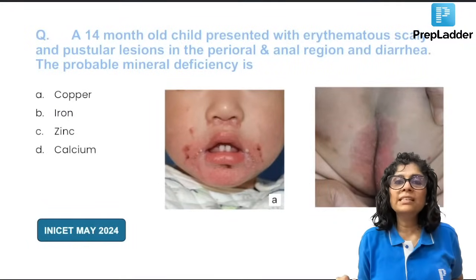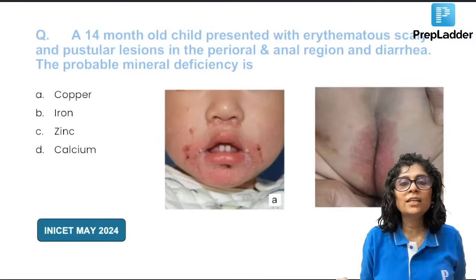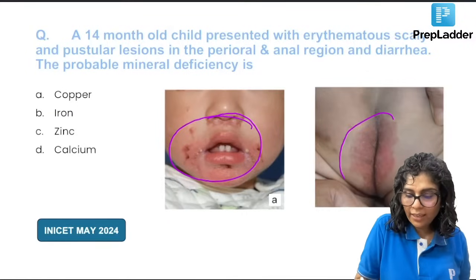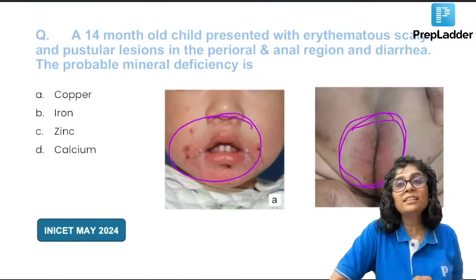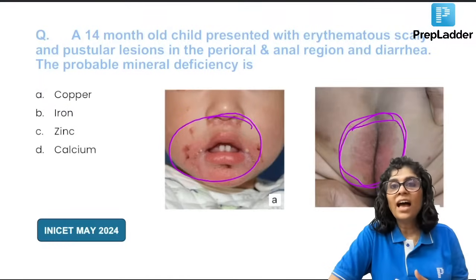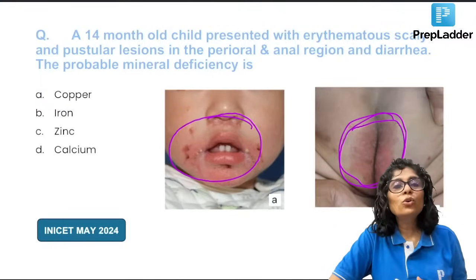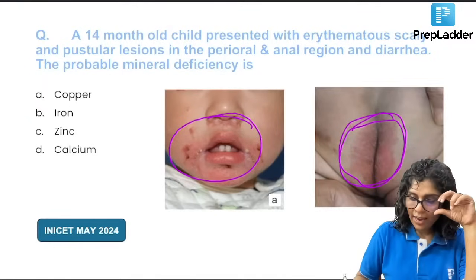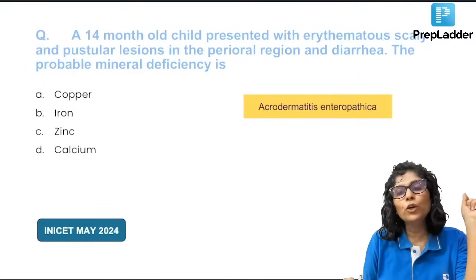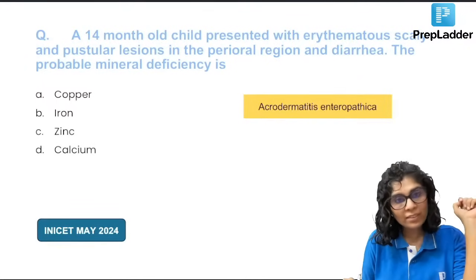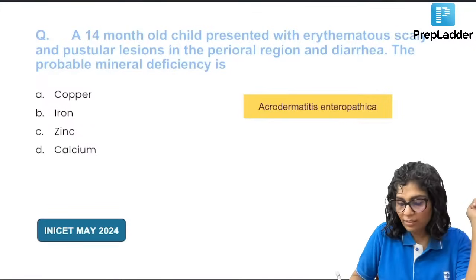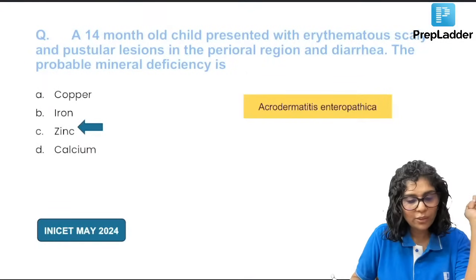A 14-month-old child presented with erythematous scaly pustular lesions. Can you see in the perioral region and in the anal region, right? It is acrodermatitis and diarrhea. Acrodermatitis enteropathica, right? The probable mineral deficiency is zinc. Acrodermatitis enteropathica is because of zinc malabsorption, because of a defect of zinc transporter. So the answer here is zinc. Good.